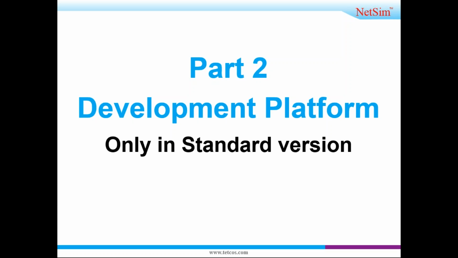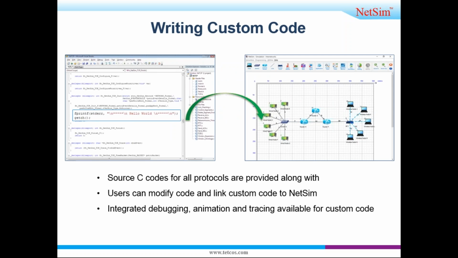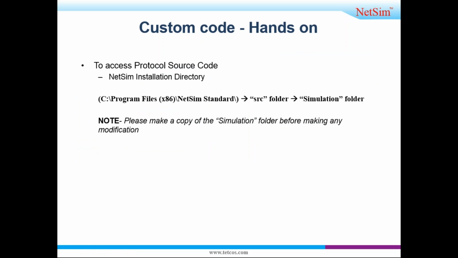Now the development platform is available in the standard version only. So these are the screenshots available for writing custom code. Here in the two screenshots we can see a programming window. Here you can edit your protocol by writing the code, and after creating the DLL file you can link it with NetSim. I'll show you in detail how we can link those DLL files. And this code is available in the installation directory only, in Program Files, NetSim Standard.